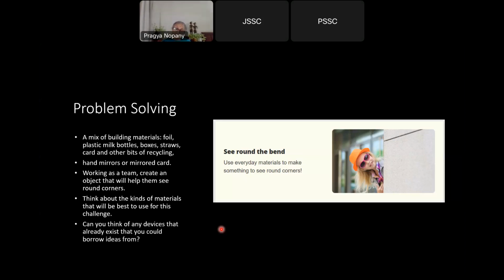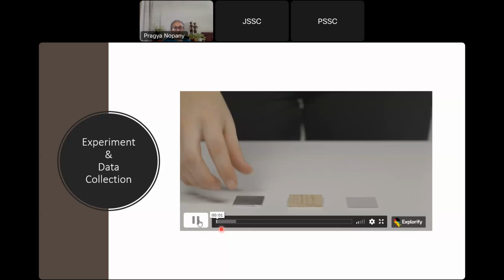Now, you can also ask them, see, they don't necessarily need boxes, they might bend straws and put them there also. So what are the alternate ways? Some groups will make it with some materials, other groups will make it with other materials, and then exchange the materials and see how other people's devices work, right? So that is the idea. Then once they have thought of an experimental investigation, let them experiment.